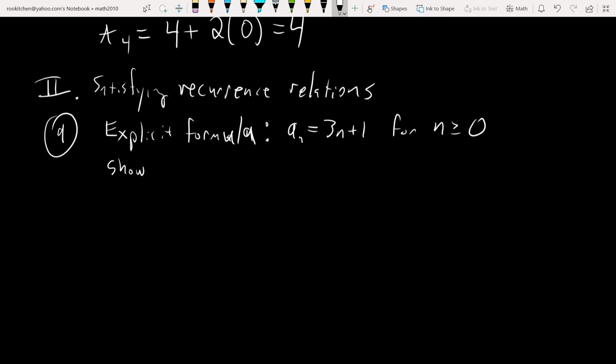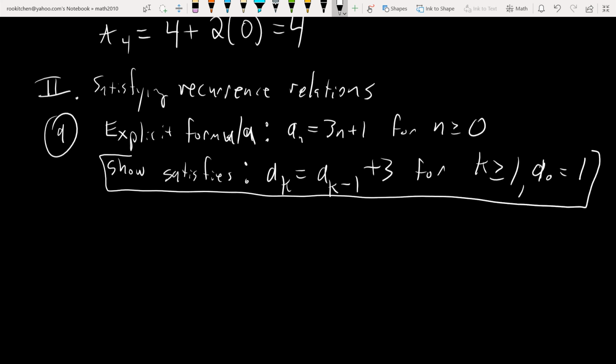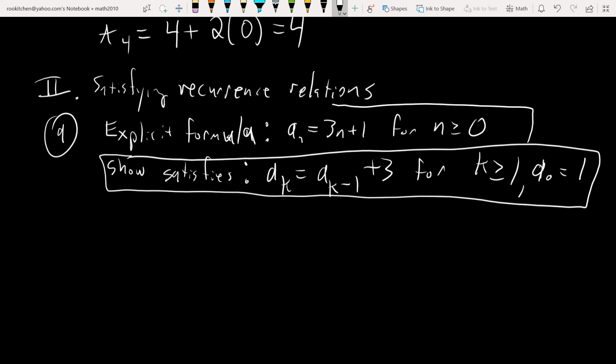So we'll show it satisfies some recursion, and the recursion here is a sub k equals a sub k minus 1 plus 3 for all integers k greater than or equal to 1, and they give you your starting place, a sub 0 is equal to 1. Ultimately they'll give you this thing I'm putting in a box right here, and they're going to want you to figure out this answer here.